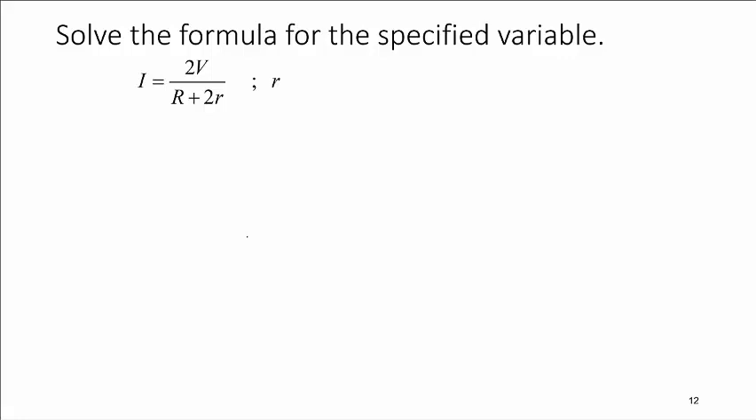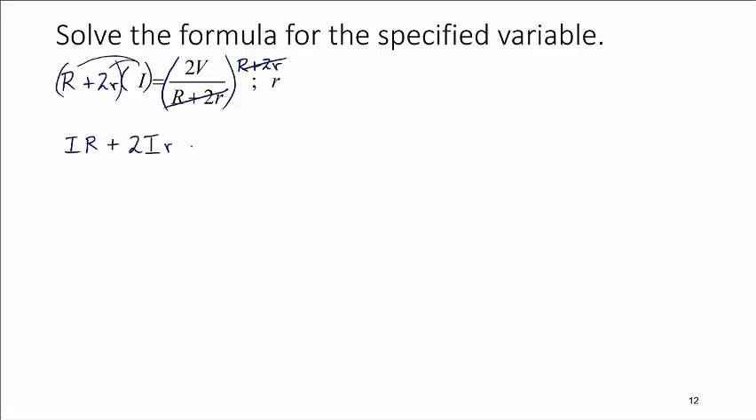So in this case, you've got to get rid of the denominator. So we're going to multiply by the LCD, which in this case is big R plus 2 little r, both sides. So over on the right, those go away, and I'm going to distribute the I through over here. So I'm going to have IR plus 2I little r equal to 2v.